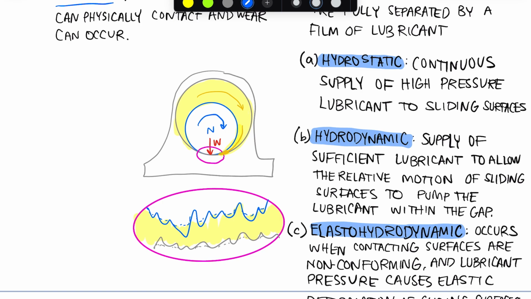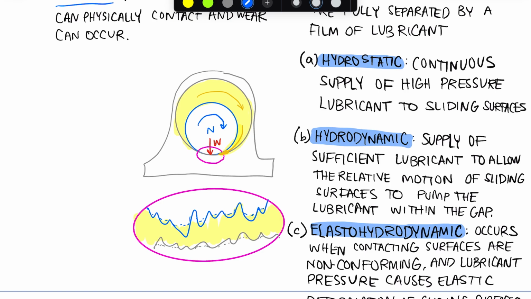So it can happen in both, although sometimes people will only refer to hard elastohydrodynamic lubrication and say that it must be rolling contact, but that's not completely true. So anyway, if that was confusing, don't worry about it. I'm not going to quiz you on it. Just note from my searches on the internet, things that I've seen.